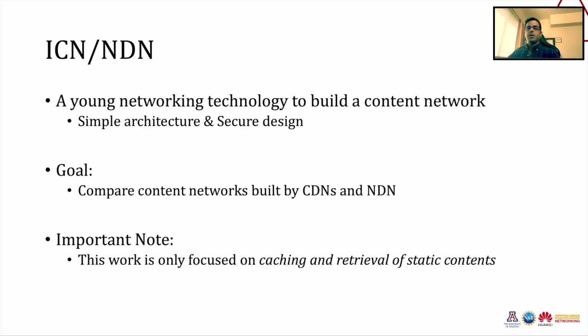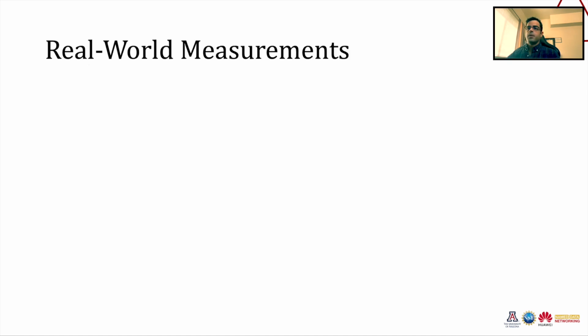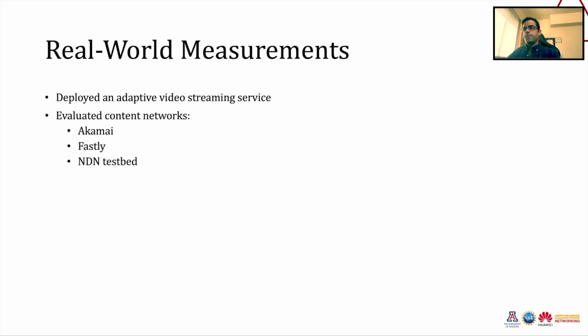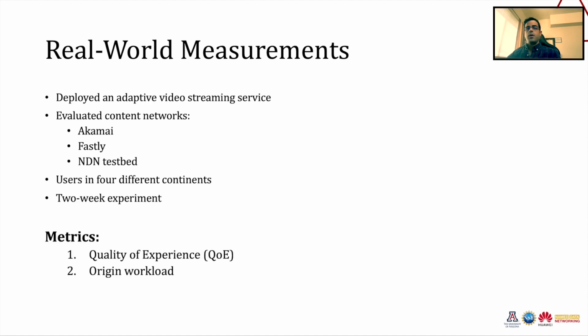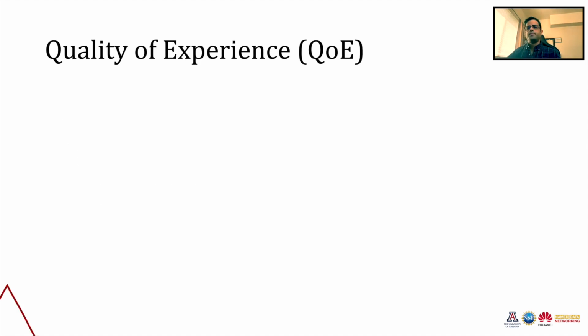Instead, we limit our comparison to the most basic feature of content networks, which is the caching and retrieval of static contents. To do so, we deployed an adaptive video streaming service and streamed a large number of videos over Akamai, Fastly, and NDN testbed from 4 different continents for 2 weeks. We captured terabytes of traffic on the end user side and the origin side from each network and compared the performance of the networks in terms of quality of experience, origin workload, failure resiliency, and content security. In the future slides, I will present the results for each of these metrics.